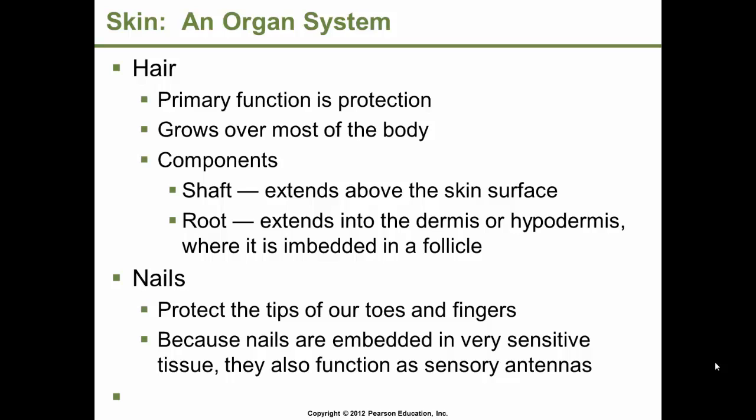Hair grows over most of the body. Its components include a shaft, which extends above the skin surface, and the root, which extends into the dermis or the hypodermis, where it's embedded in a hair follicle. Nails serve to protect the tips of our toes and fingers. Because nails are embedded in very sensitive tissue, they also function as a type of sensory antenna. Nails are also used to manipulate objects, such as untying shoelaces.